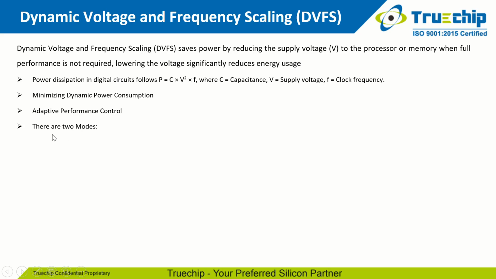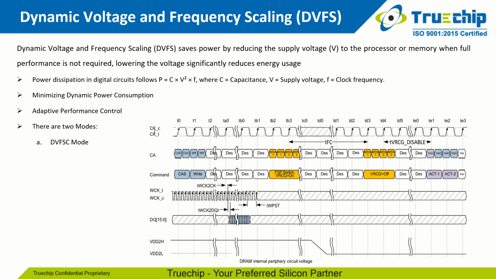So there are two modes in DVFS. First is DVFSC mode and another is DVFSQ. So let's first start with DVFSC. Here it consists of two modes as well. First is DVFSC core and another is enhanced DVFSC core. So DVFSC mode supports data rates from 40 Mbps up to 1600 Mbps, whereas enhanced DVFSC supports up to 32 Mbps.